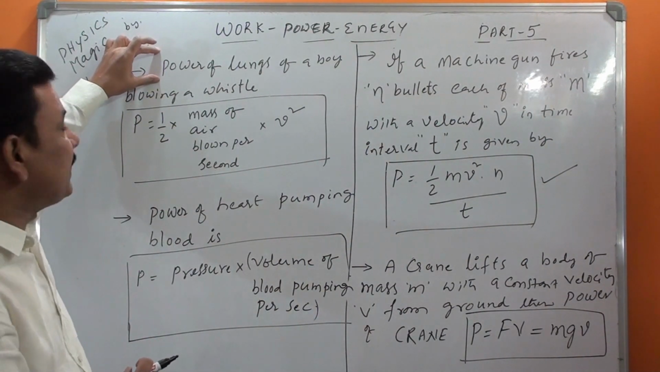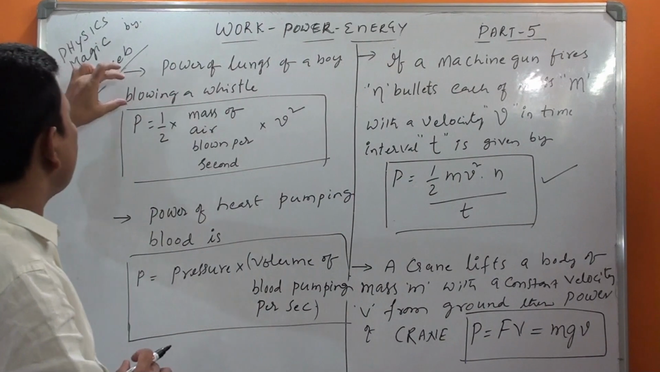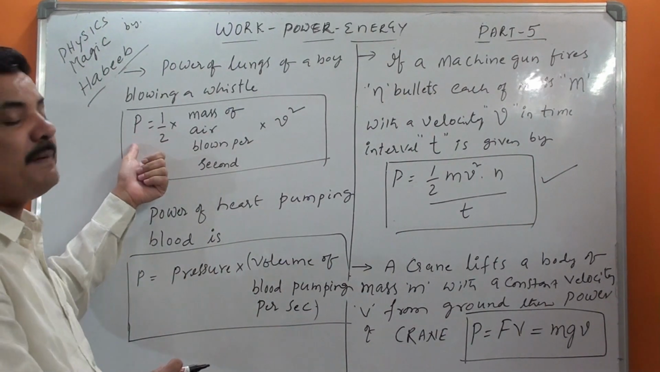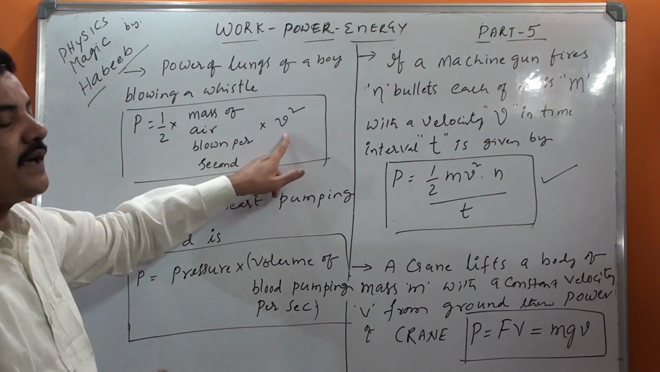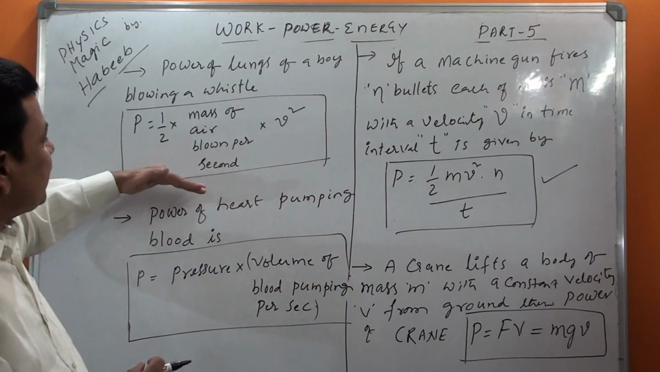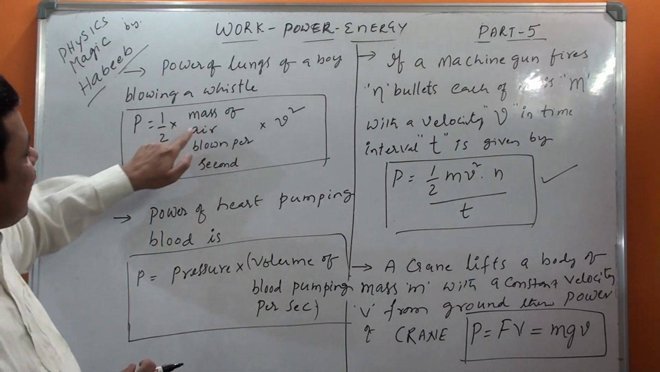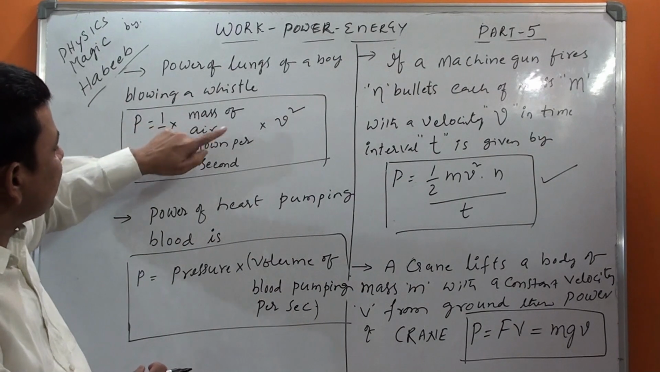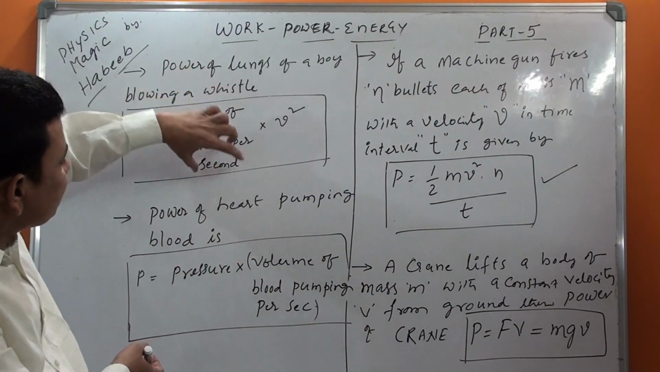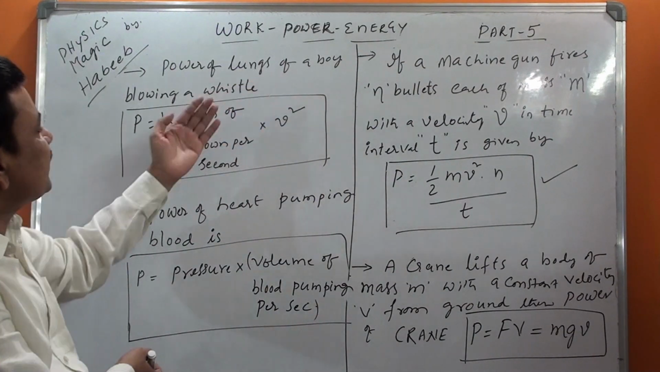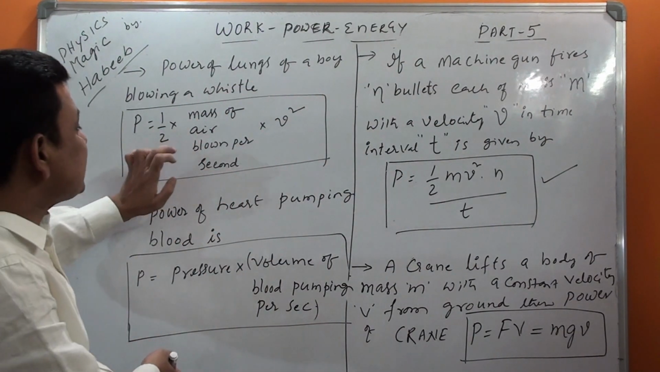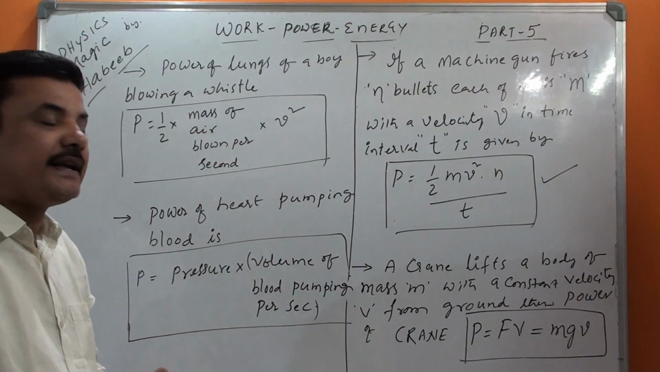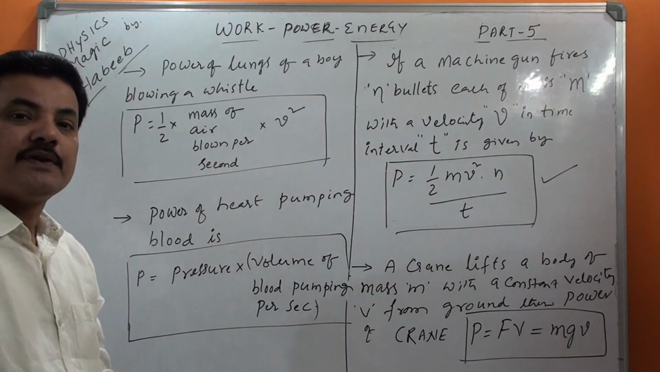Another very important application: the power of the lungs of a boy blowing a whistle. A boy is blowing a whistle, then what is his lungs' power? Same formula, half mv square by t. But m by t is written as the mass of air blown per second. So mass by time into v square, with the half, is nothing but half mv square by time. So this is another very important formula. The question will be given like that only. The mass of air blown per second they will give, and velocity will be given. So directly you can find the power.